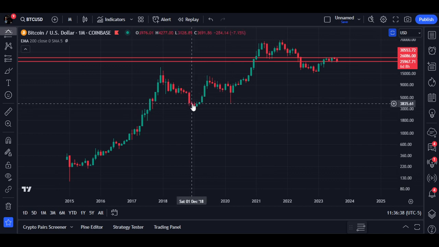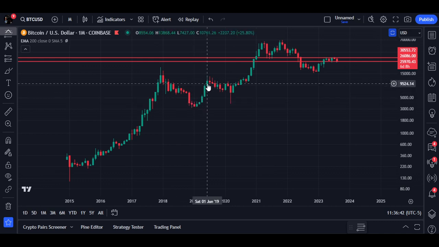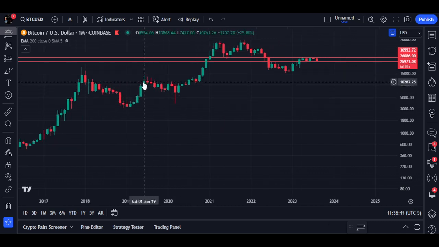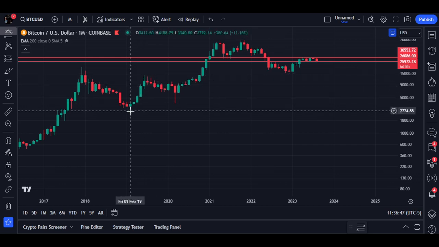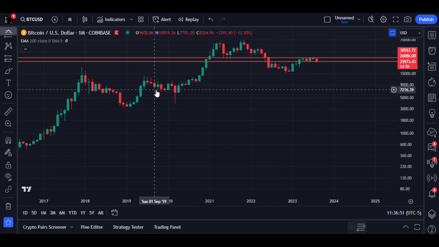Look at what happened when we broke it. The high of the low bar in the monthly was our accumulation range down here, and we broke it. We started an uptrend. So now this is the highest bar, and as we moved up, we never broke below the low of the high bar. This is the low of the high bar.